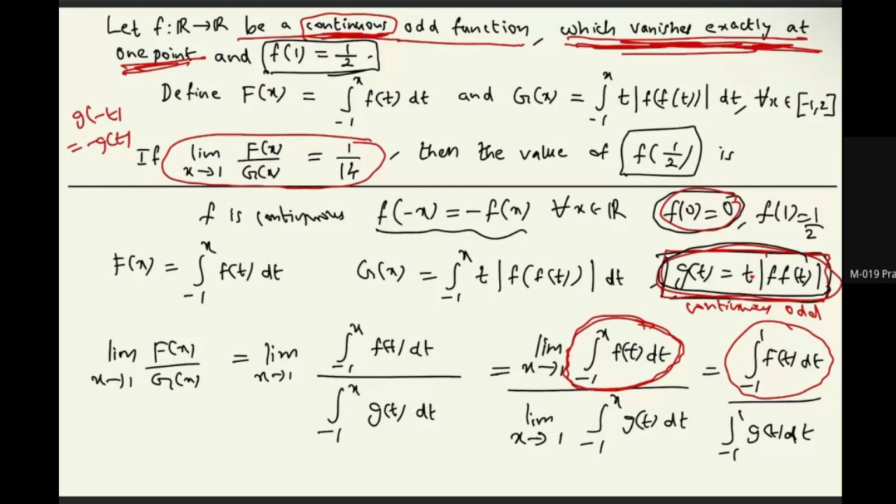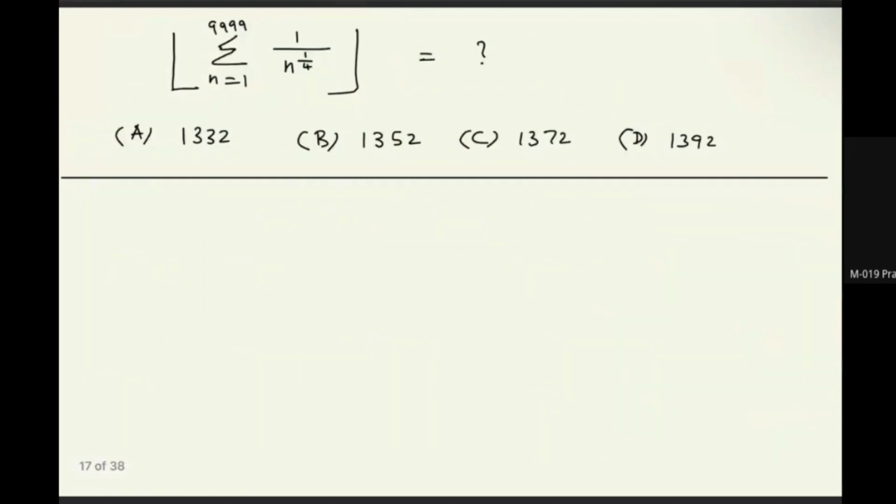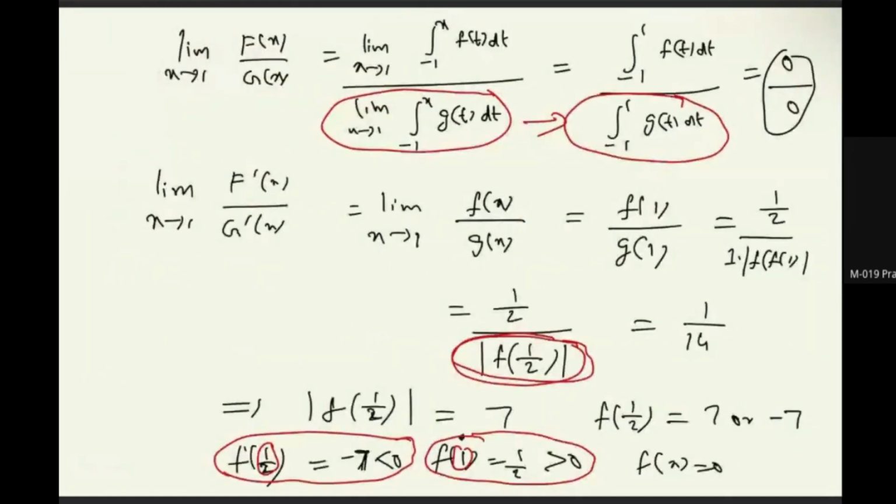F can vanish only at 0. So this can't be true. So f of half cannot be minus 7. So the only possibility is f of half. Is it clear?